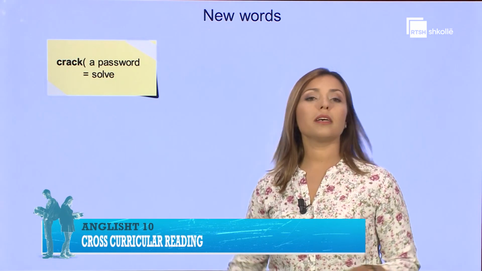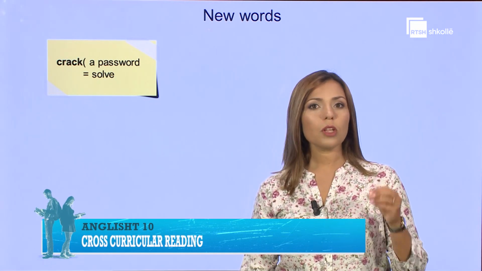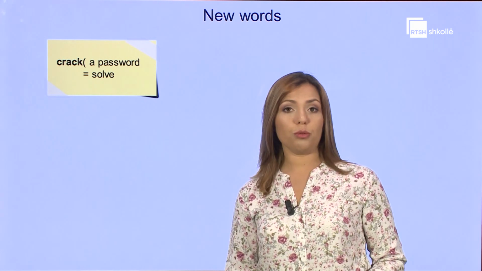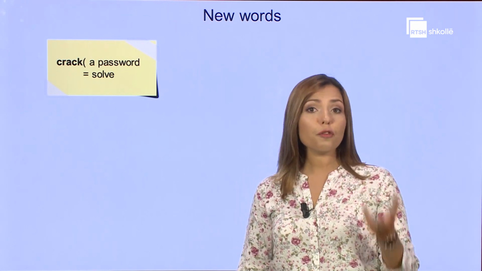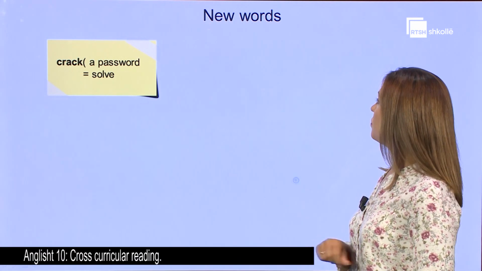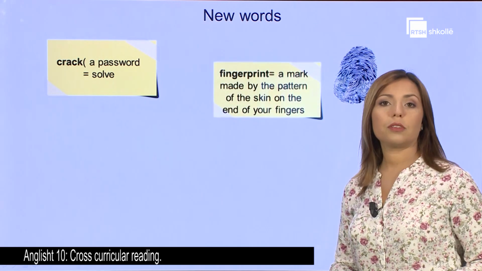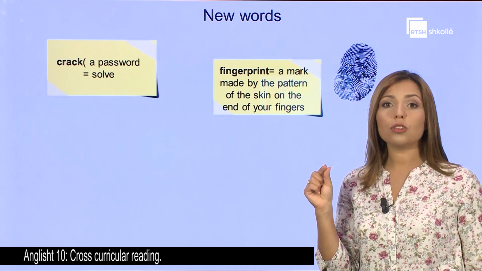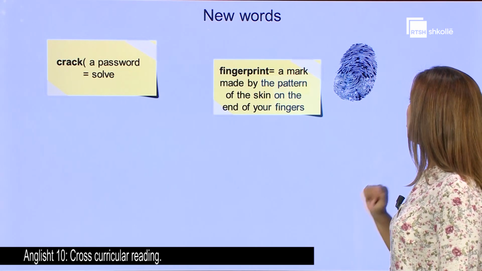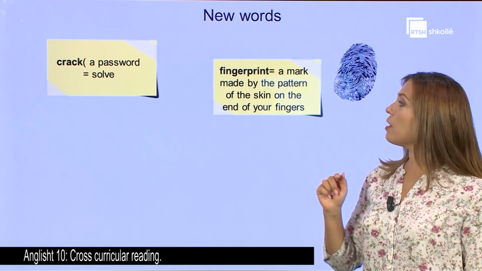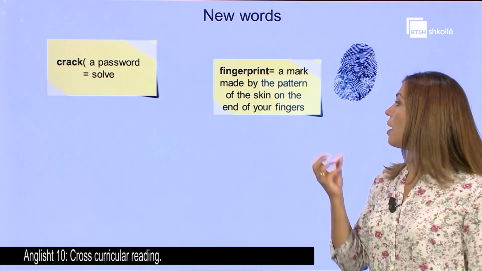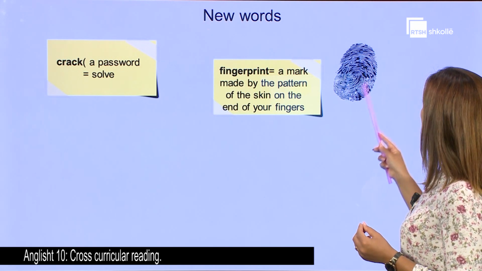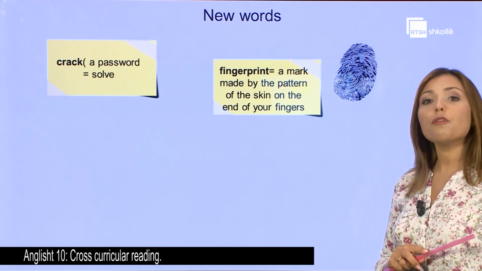When you crack a password, what do you do exactly? You crack the password, you solve the password, you find the password. A fingerprint. If you take a look at your finger, and if you want to find your fingerprint, then you can make this mark and you can see the pattern of your skin, of your finger. This is called a fingerprint.